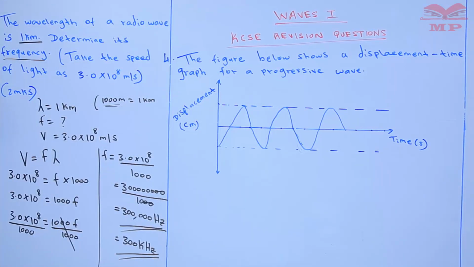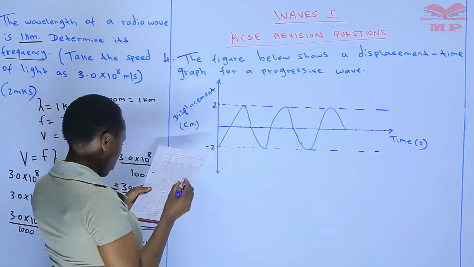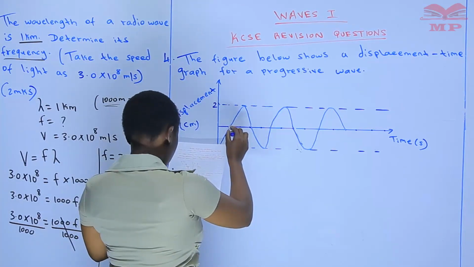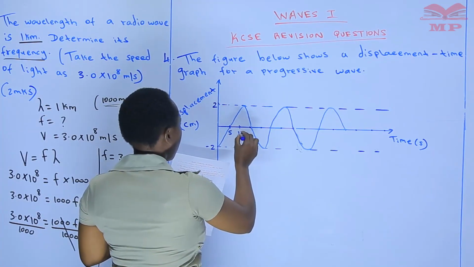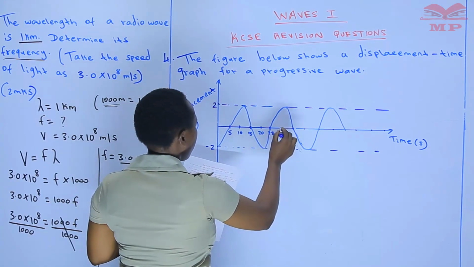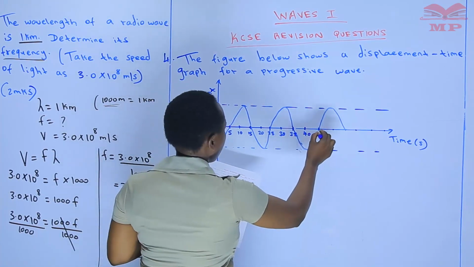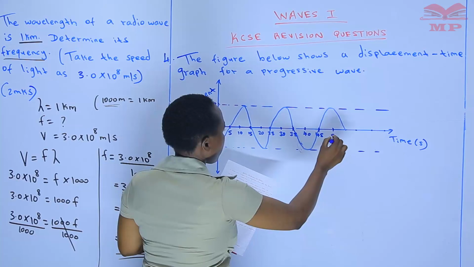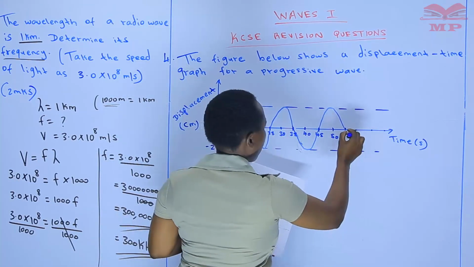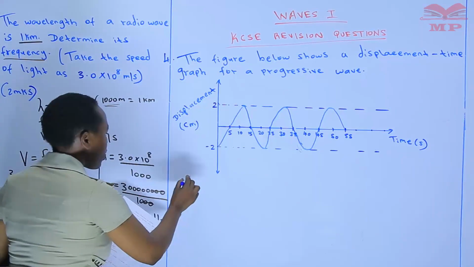And we have it: this is 2, this is -2. Here we are having 5, 10, 15, 20, 25, 30, 35, 40, 45, 50, and finally 55. So our questions are as follows. Number 1.